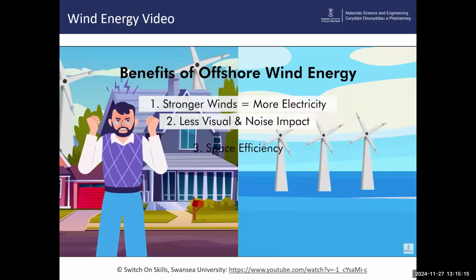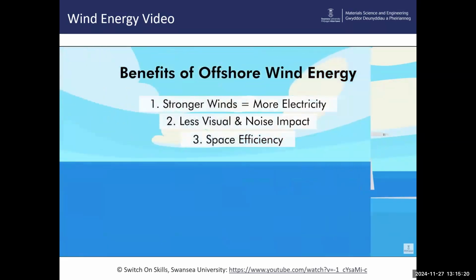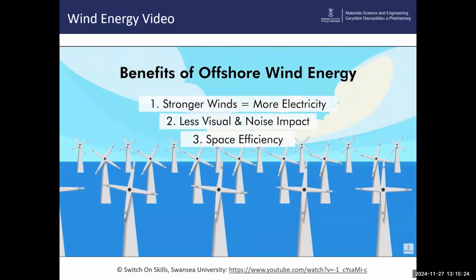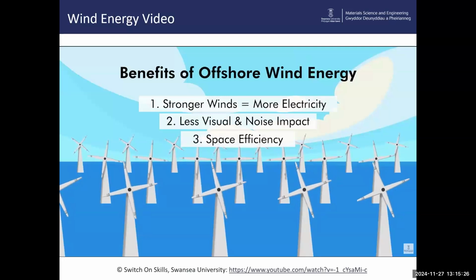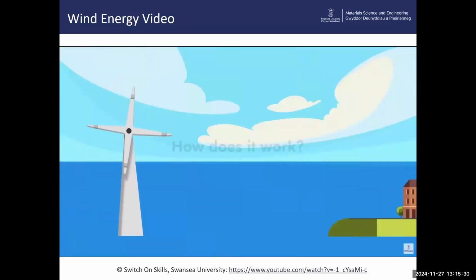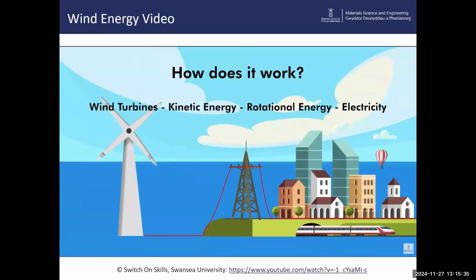And 3. Space efficiency. Large wind farms can be built without the same land use concerns as onshore wind farms or solar panels. This is particularly beneficial for densely populated coastal regions. So, how does this work? Wind turbines convert kinetic energy from the moving wind into rotational energy and then into electricity.